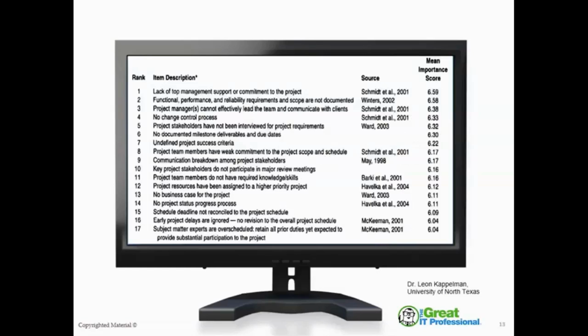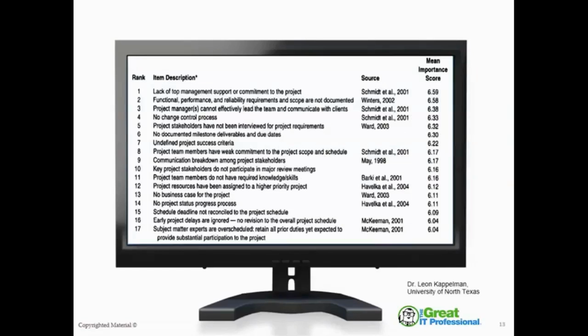Now, Computer Aid has participated in a number of academic studies where we have analyzed the root cause of projects that did not meet their business objectives. And without going into a lot of detail, what you can see on this particular slide is that the number one cause for projects failing to meet their business objectives is lack of top management support or commitment to the project.